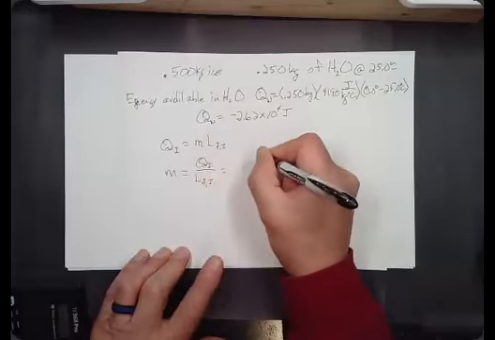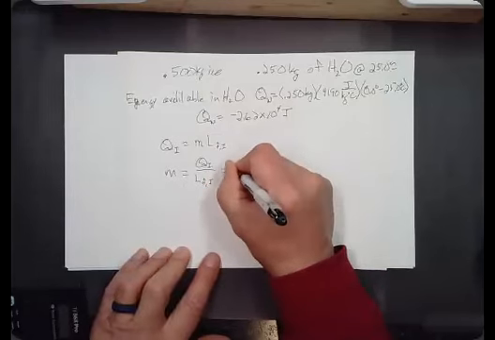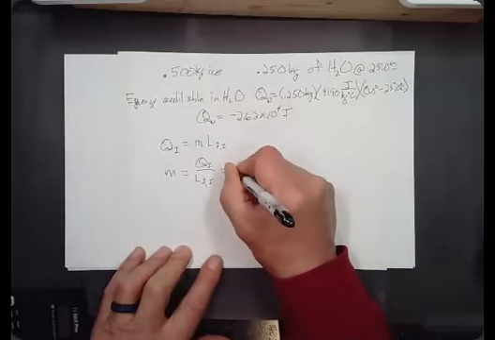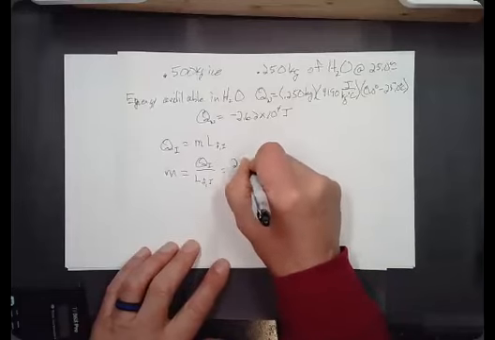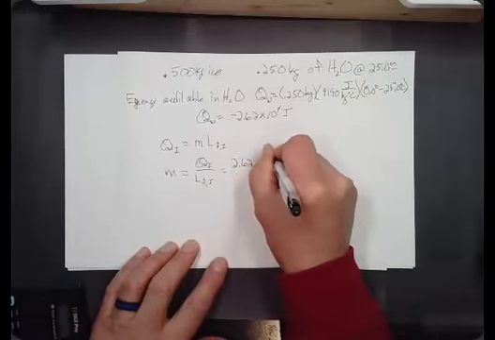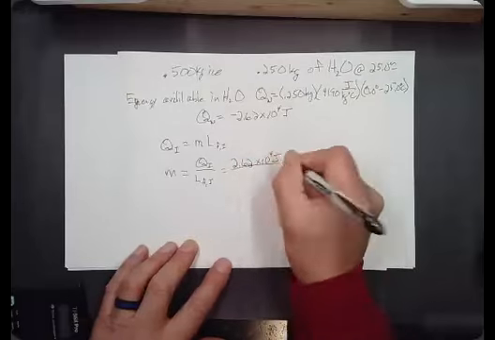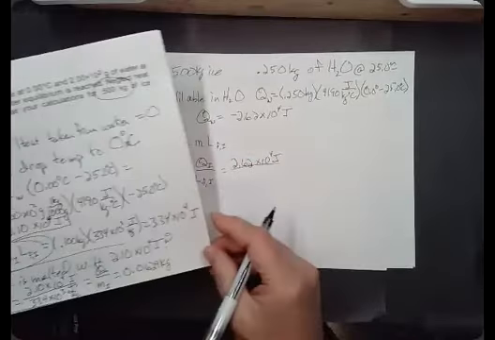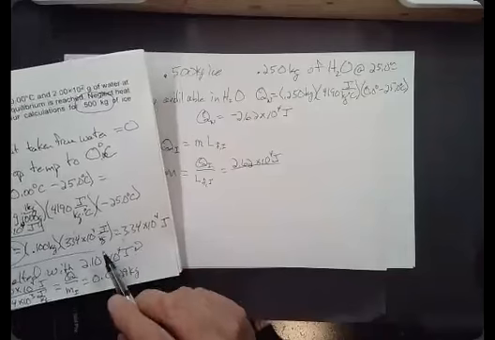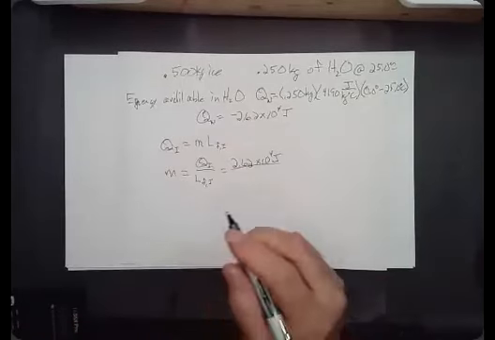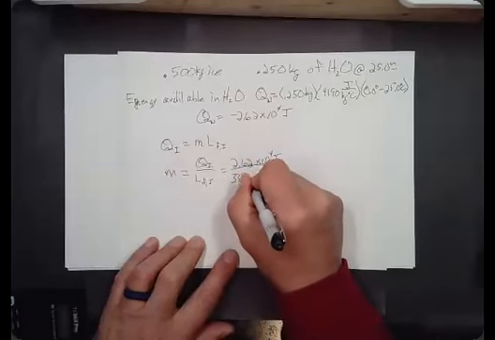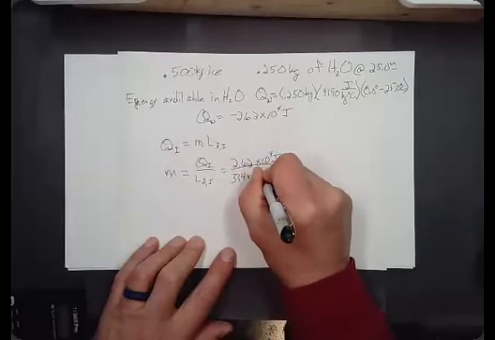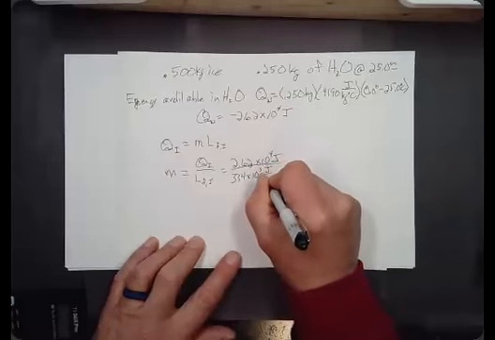Actually, it's probably 20% more than the last value, but it'll be positive here: 2.62 times 10 to the fourth joules. And on the bottom, that was 334 times 10 to the third joules per kilogram.